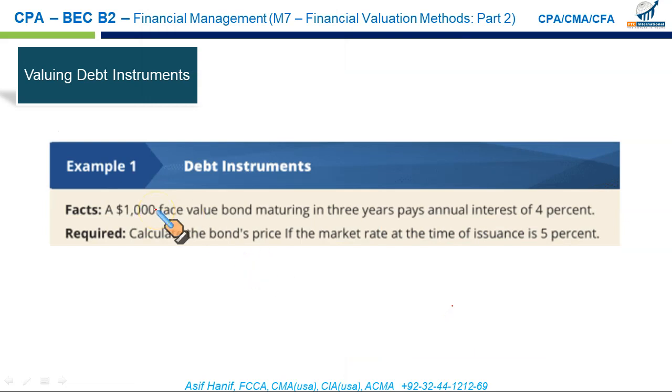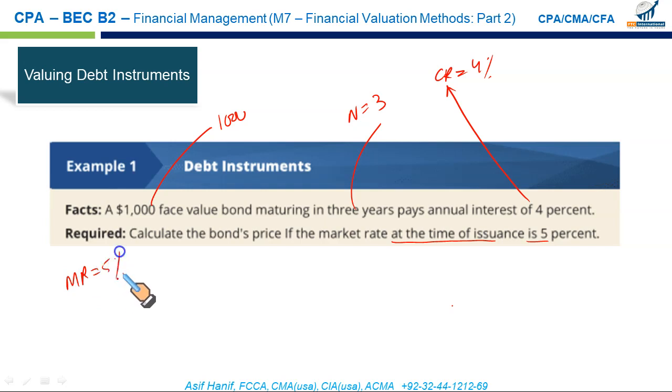Okay, now we have a question. Debt instruments, valuation. A $1,000 face value bond maturing in 3 years. That's the face value, the future value, the redemption value. Term N, that is 3. Annual interest rate, that is 4. That is the coupon rate, 4%. And finally, calculate the bond price if the market rate at the time of issuance was 5%. So the market rate, which will be used for discounting, is 5%.